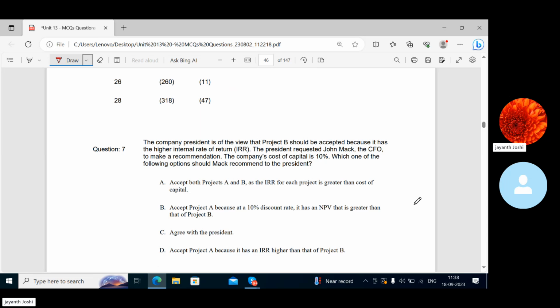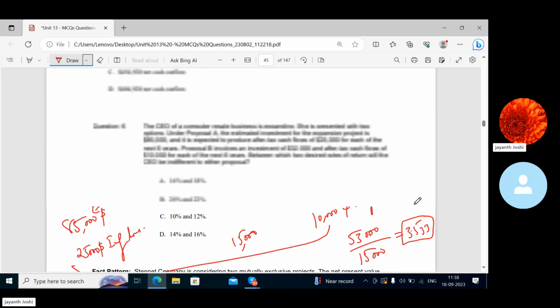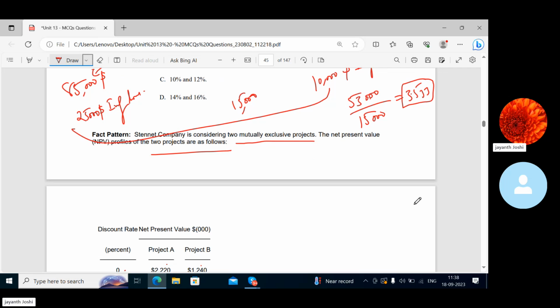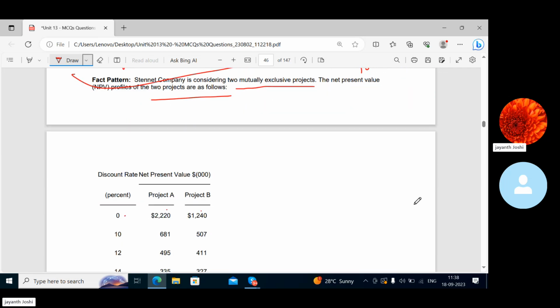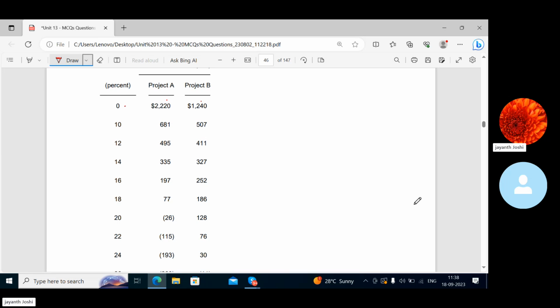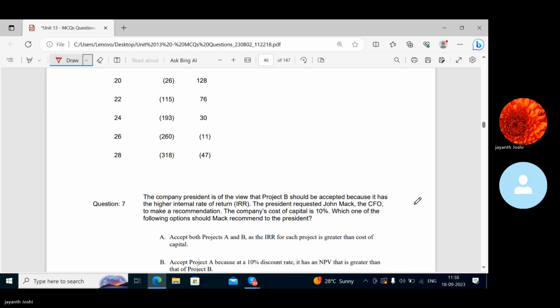So what are they asking? The company is considering two projects whose NPV profiles are as follows. The discount rates are given, the NPVs are given. What are they asking? What is the question all about? Question number 7, right? Yes.